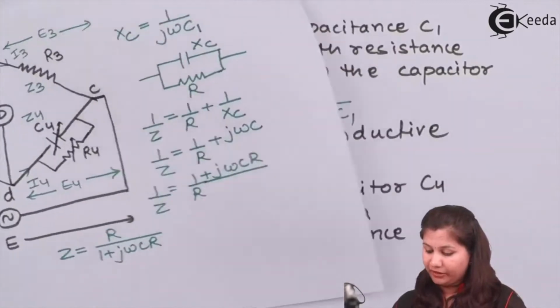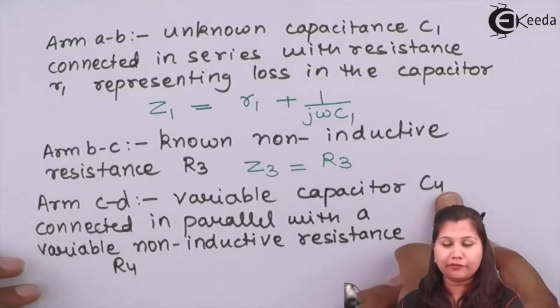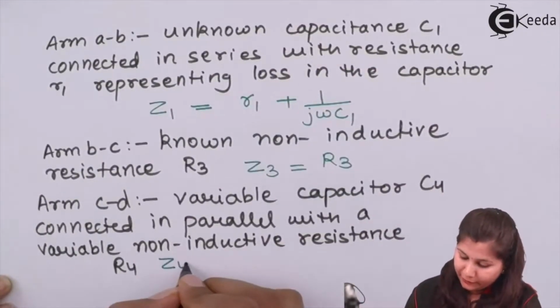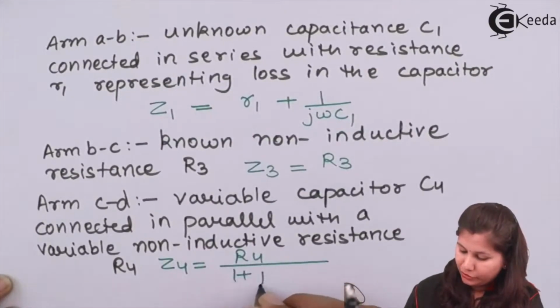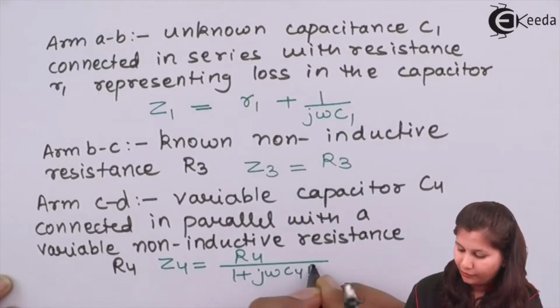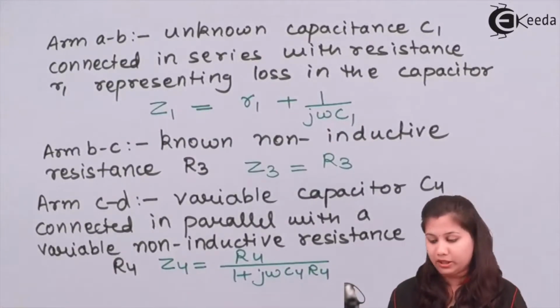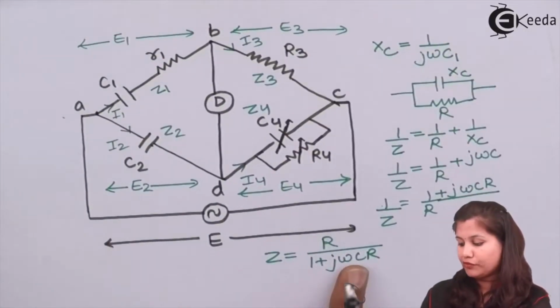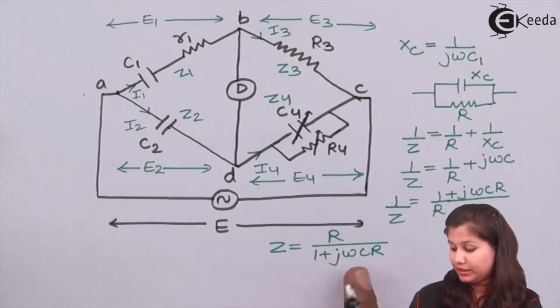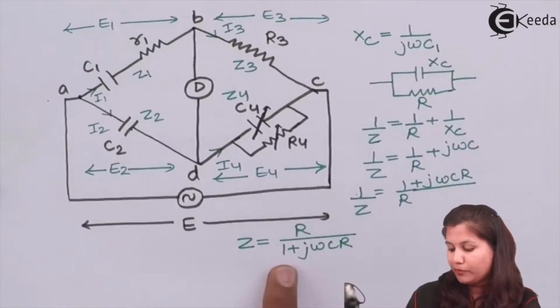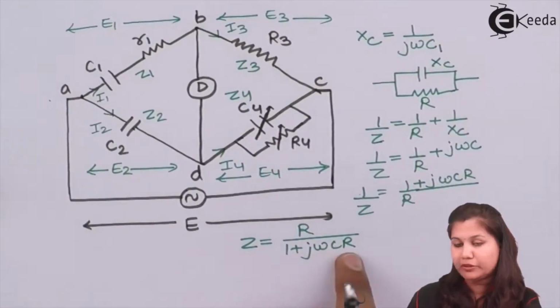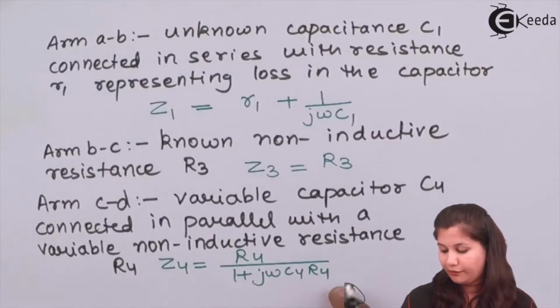Now here we are having R4 and C4. So our impedance Z4 will become R4 upon 1 plus j omega C4 R4, just replacing C by C4 and R by R4. So our formula is now R4 upon 1 plus j omega C4 R4.